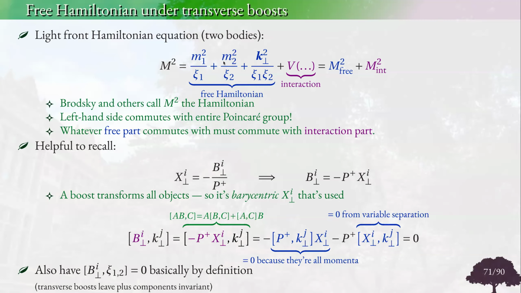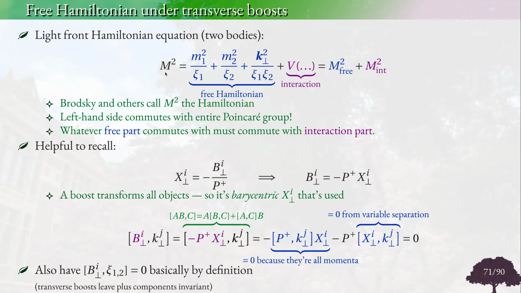Now, technically here, P minus is the light front energy, but a lot of authors, people like Brodsky and Berry and others, refer to big M squared as the Hamiltonian. It's something that you solve for the eigenvalues of. You use a lot of the tools of traditional quantum mechanics. So it kind of makes sense to call it the Hamiltonian, even if it isn't actually literally the energy.